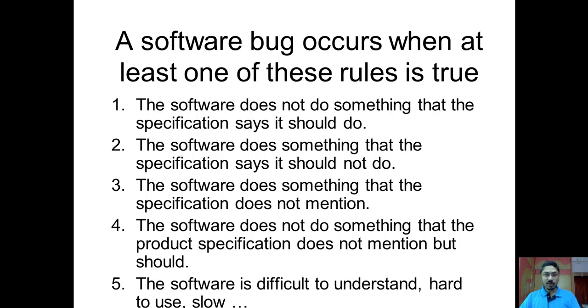So the first rule is that the software does not do something that the specification says it should do. Now this particular rule says that if the specification says that a particular thing should be there in the software, but the software doesn't have that thing, then that is also called a bug. It means the specification clearly says a particular thing or a feature should be available in the software, but the developer has omitted it. So that is also considered a bug.